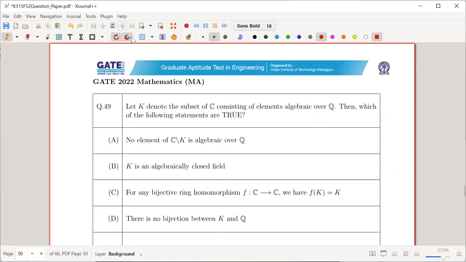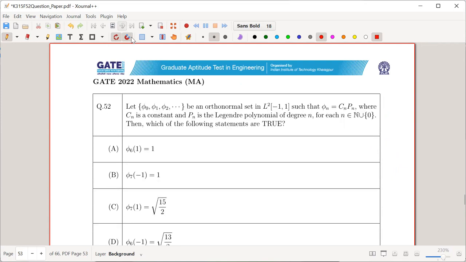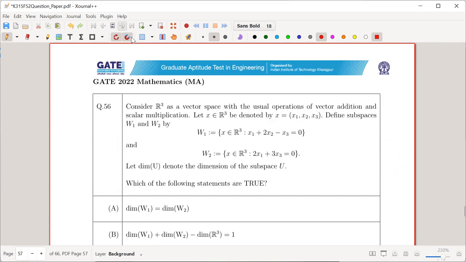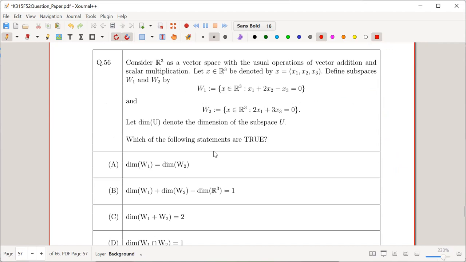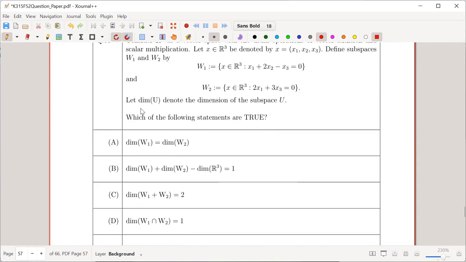Okay, so the next question, the next linear algebra question. Now this one. Consider R3 as a vector space with the usual operations of vector addition and scalar multiplication. Now we are given two subspaces W1 and W2. Where dim U means the dimension of U. That is a notation. Now we have to find the dimensions of W1 and W2, and then we have to check which option is correct.